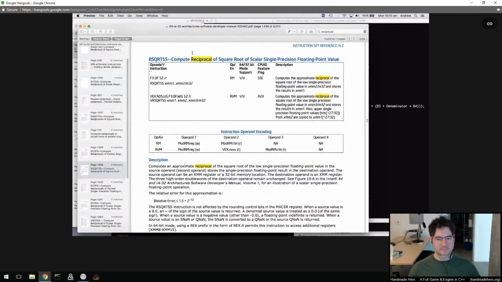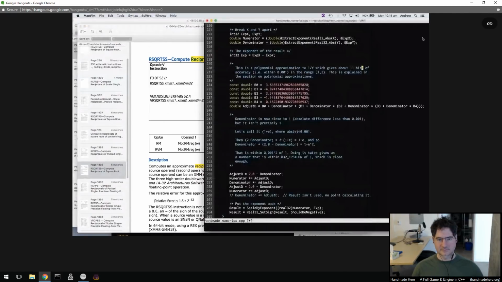The fact that it gives you an approximate reciprocal square root instead of an approximate square root points to what algorithm the FPU is using to calculate square roots. I'm not going to go into them, but I do happen to know what it is. Goldschmidt's algorithm. This is Goldschmidt's division algorithm. That's Goldschmidt's square root algorithm.